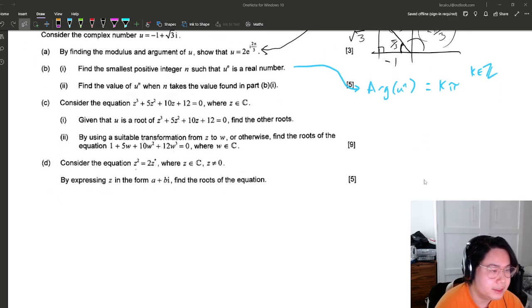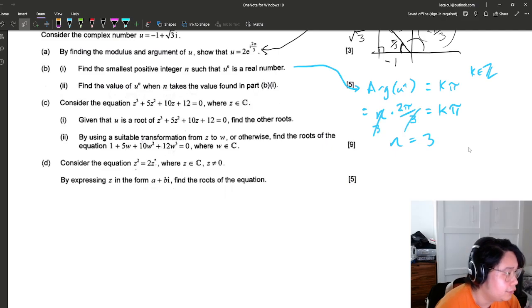Okay, and then we know that if you raise a complex number to a power, the argument of the power is equal to just n times the argument of the base, which was 2 pi over 3. Okay, so n is the smallest positive integer. So the only way for this to be a multiple of pi, the smallest possible number is if n is 3. Because then this is 3, and that will cancel with that 3.